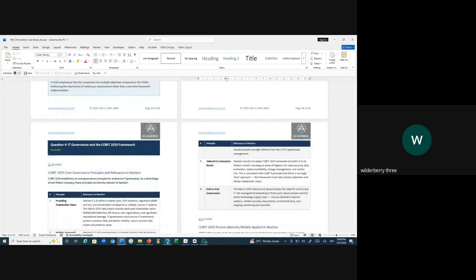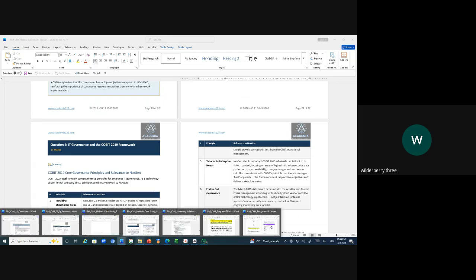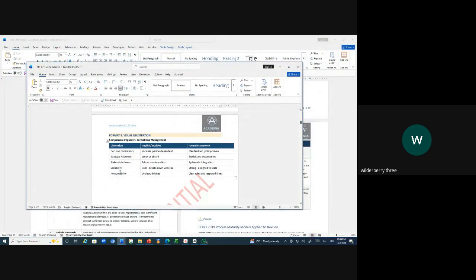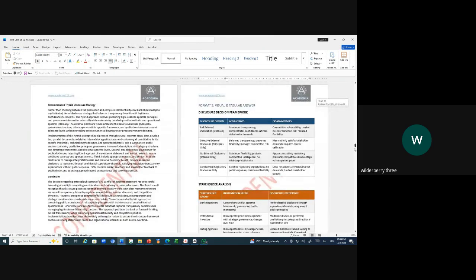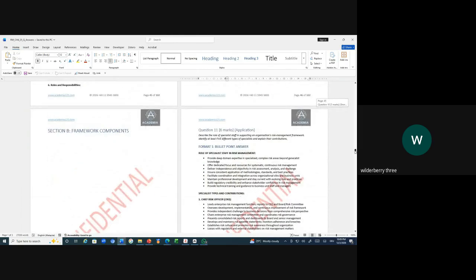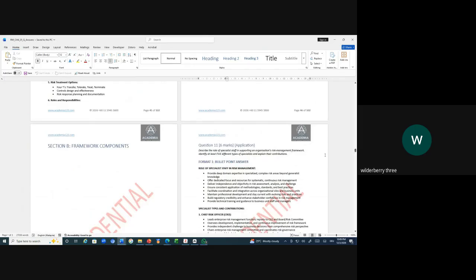What I also want to look into, because you said questions, let us look. I'm already a bit slow now. Test, stop, summary, Q&A answers. Let us just pick here, framework components. You see here: describe the role of specialist staff in supporting an organization's risk management framework. Identify at least 5 types of specialists and explain their contribution. That's quite a nice question, because it's a question which applies knowledge.